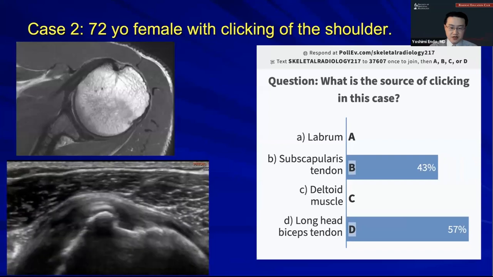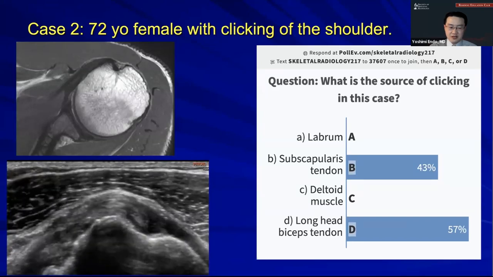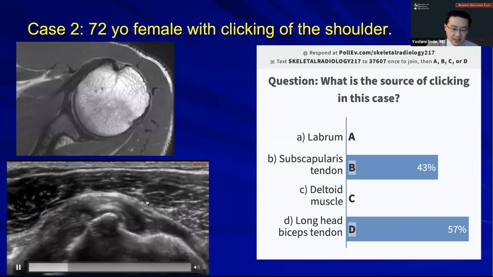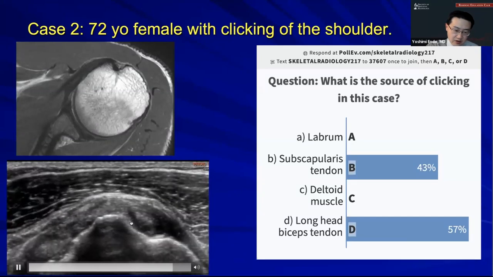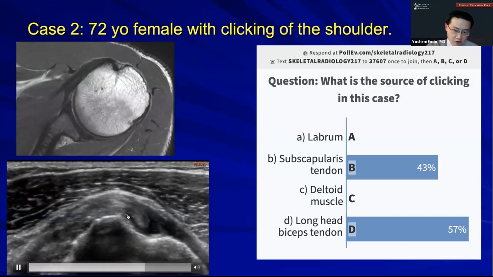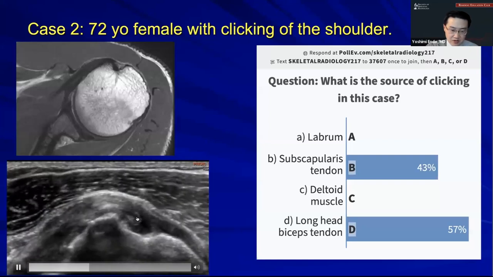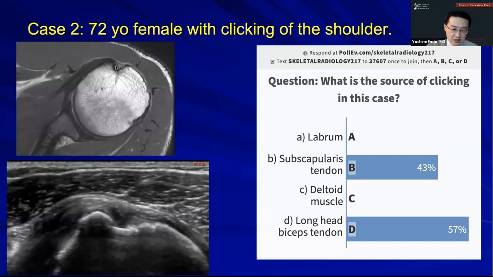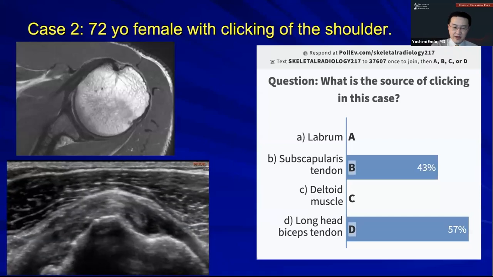So the second question, another audience response question, is, what is the source of clicking in this case? More than half of you have said that it's the long head biceps tendon, and a little less than half of you think that it might be the subscapularis tendon. So this is actually the long head biceps tendon. The subscap inserts like this over here in the lesser tuberosity, but this tendon is going back and forth, and eventually the snapping is due to this tendon going into the bicipital groove, right? So this is the tendon here, and so the correct answer is the long head biceps tendon.